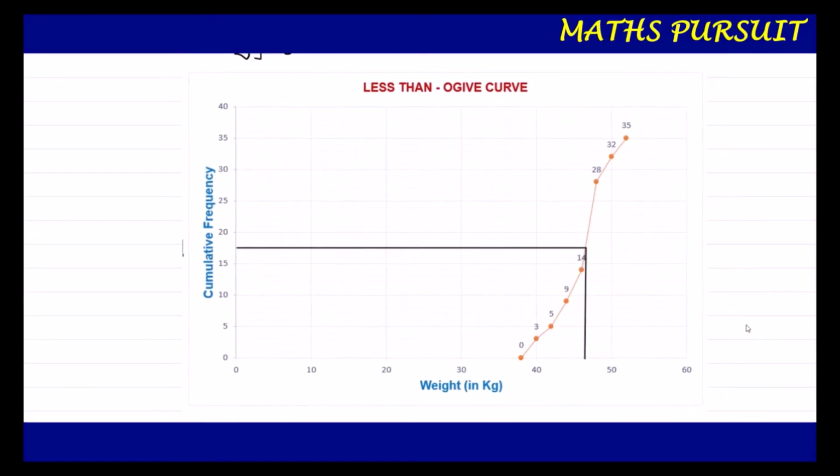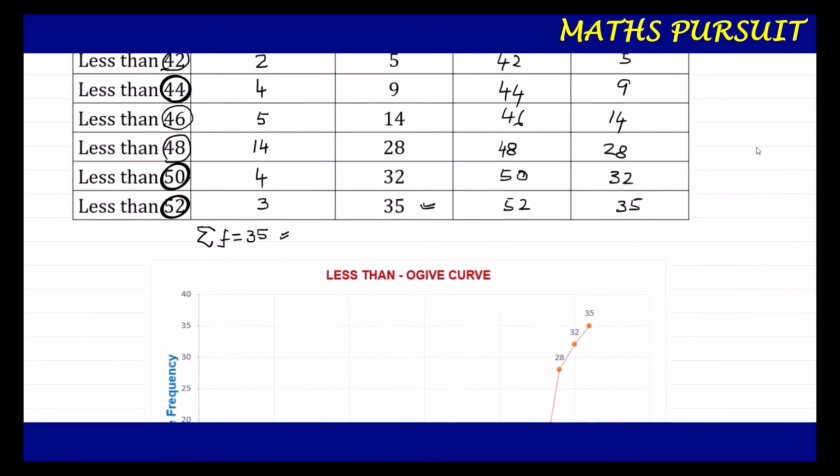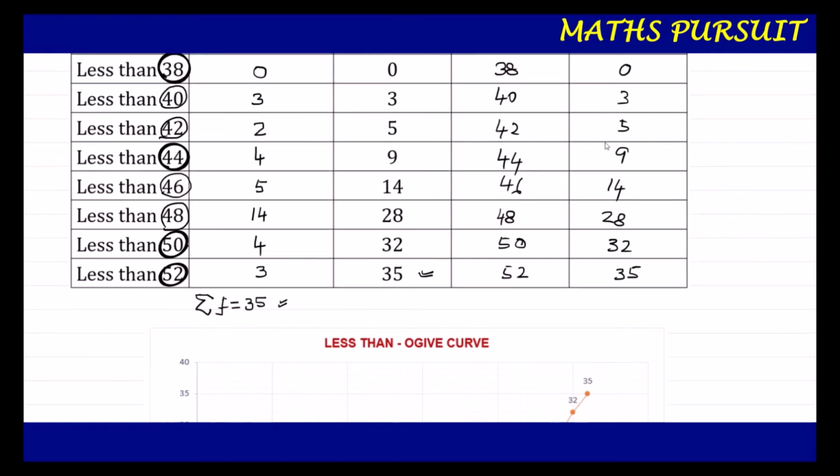Now on our x-axis, as I told you, we are representing weight, and on our y-axis we are representing cumulative frequency. The title at the top says this is a less than ogive curve because, as per the question, we have considered the distribution as less than. Now guys, let us cross check the figures. Our first figure is 38 on the x-axis and 0 on the y-axis. Then we have 40, 3; 42, 5; 44, 9; 46, 14; then 48, 28; 50, 32; 52, 35. So these are the points we have.